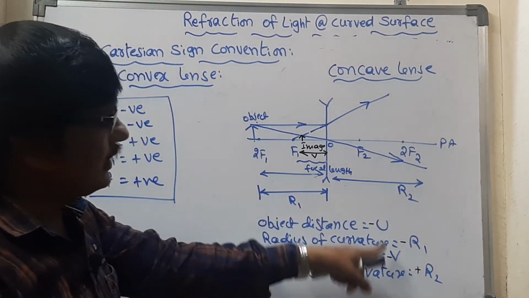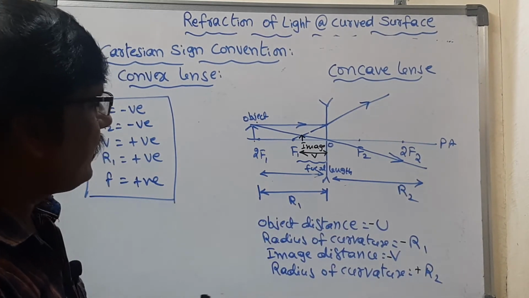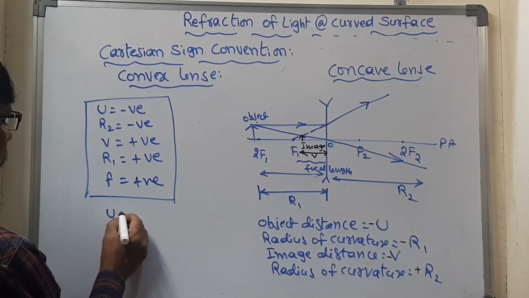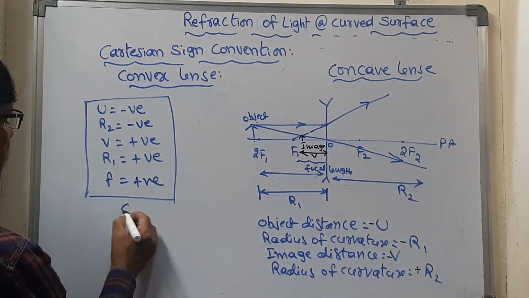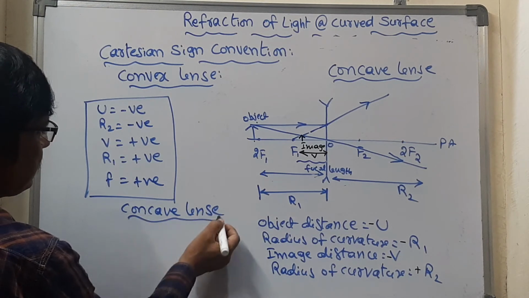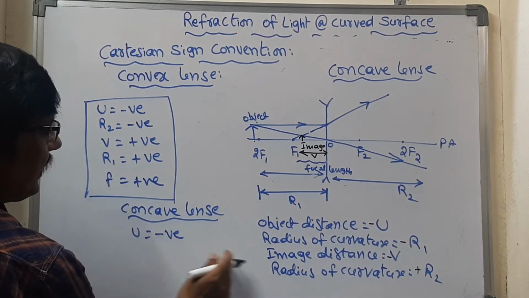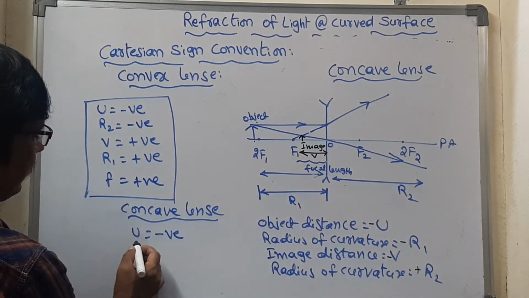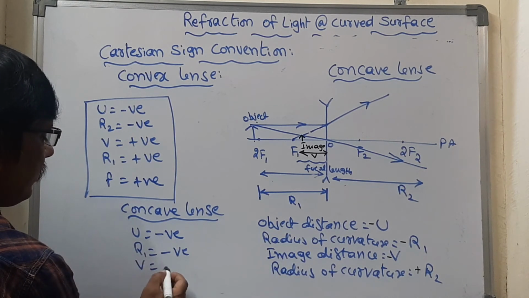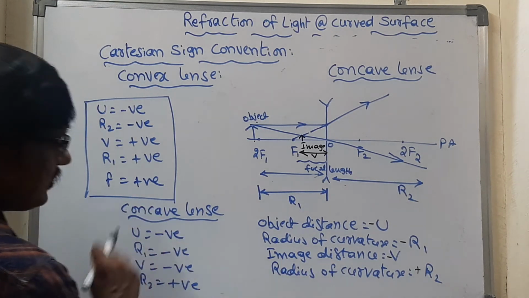So these are all the values we consider. What you can notice here is the object distance. I am telling you about this for a concave lens. In this concave lens, u is negative, right? The radius of curvature R1 is negative, the image distance V is negative, and R2 is positive, isn't it? And these are all the values we consider.